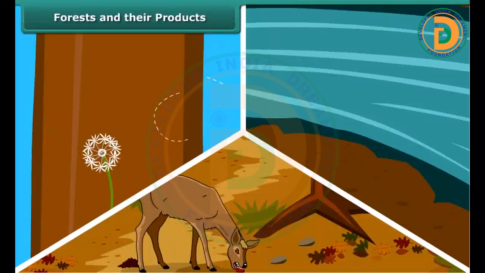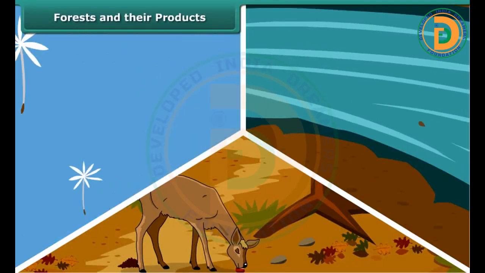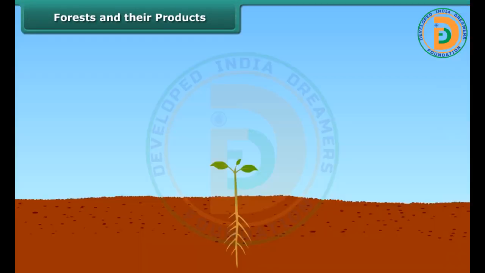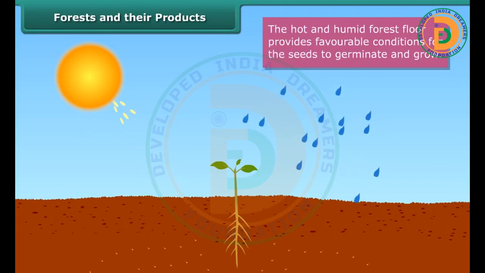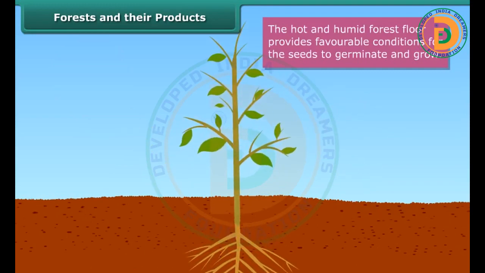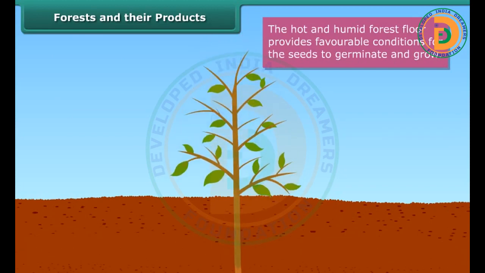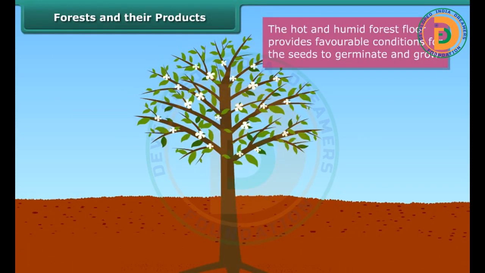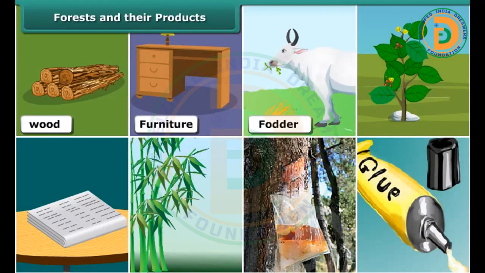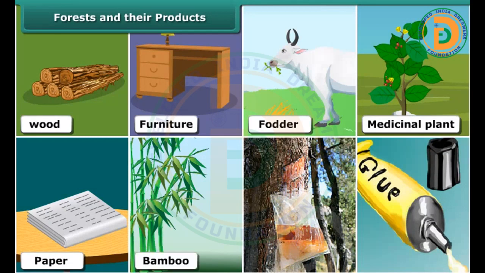understory. Seeds produced by trees are dispersed by wind, water, and animals. The hot and humid forest floor provides favorable conditions for seeds to germinate. Seedlings emerge from germinated seeds and grow into saplings first and then trees. Forests give us numerous products such as wood for fuel and furniture, fodder for animals, medicinal plants, paper, bamboo, rubber, glue, and many more.